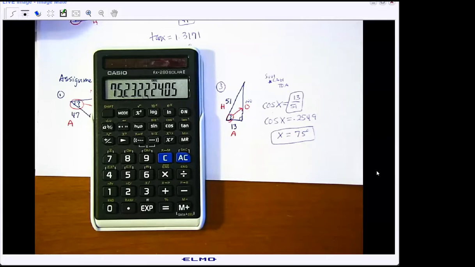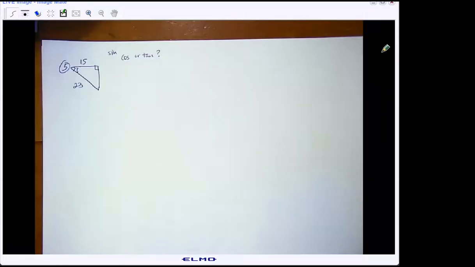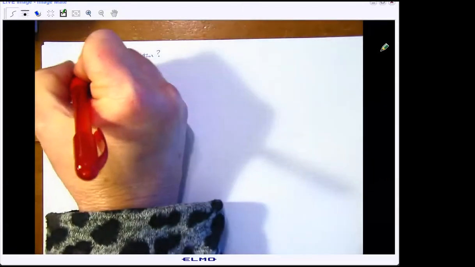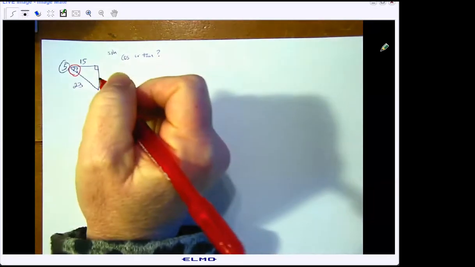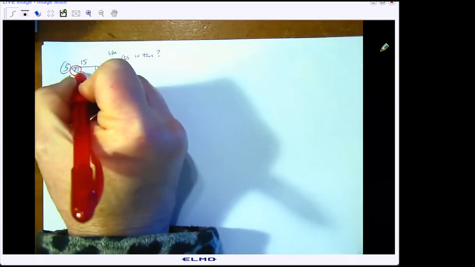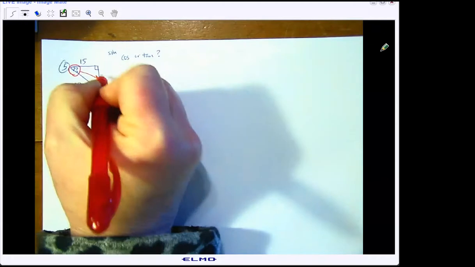Questions on that? You want to find the missing angle. So this over here would be my O. So there's no O.